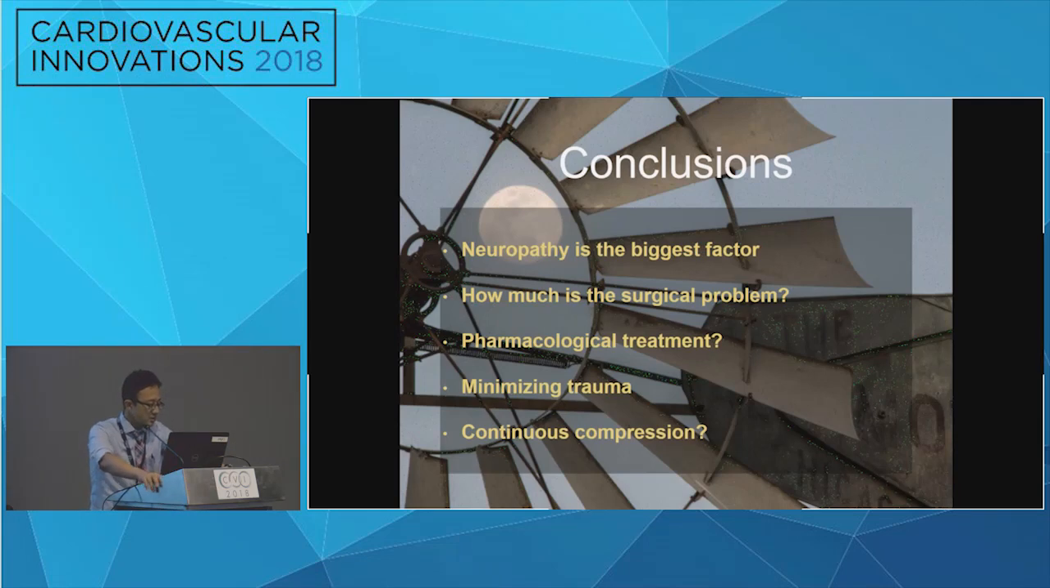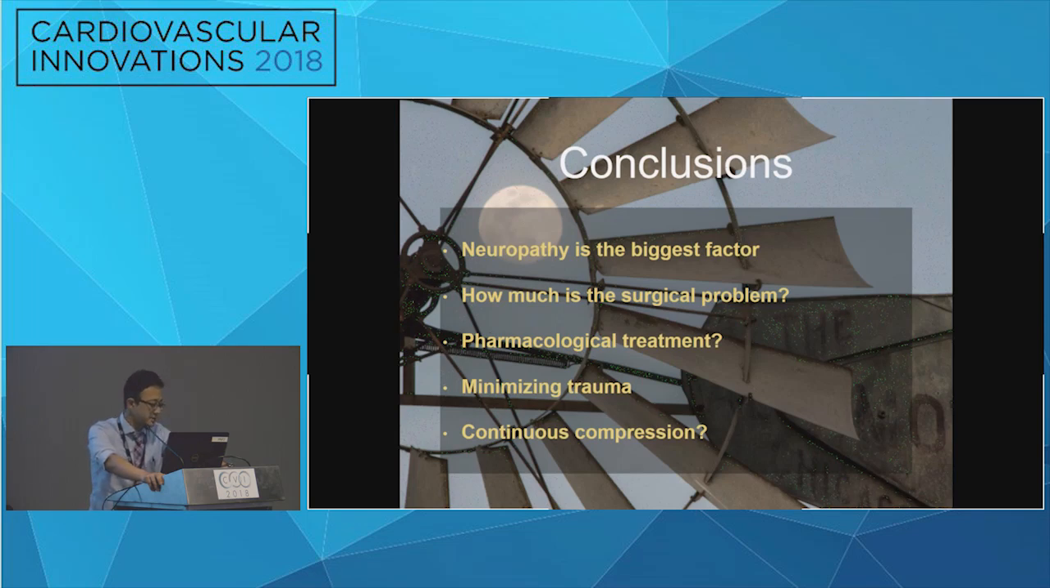So in conclusion, the neuropathy is the biggest factor. I know this is the cardiovascular conference, but in our cohort study, we found that the neuropathy is a bigger factor than the vasculopathy as far as the bone healing complication goes.